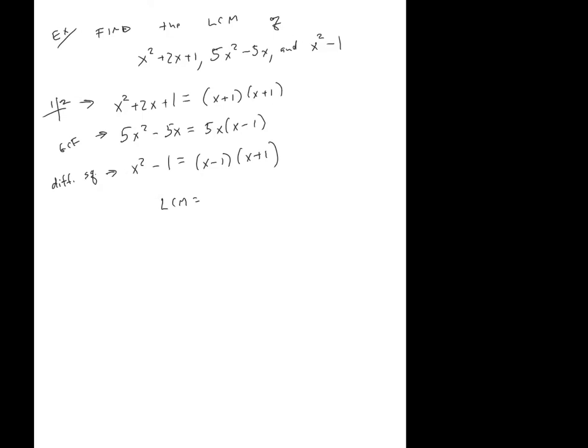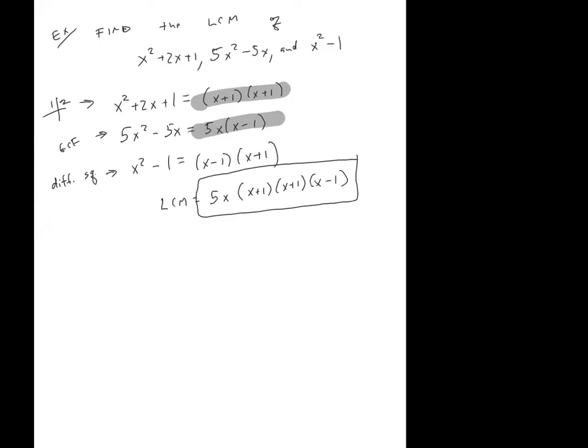We have x plus 1 that we see twice up there. x minus 1, all of this right here. 5x and x minus 1 are just all seen once there. So it looks like our LCM here is 5x times x plus 1 times x plus 1 times x minus 1. Any questions there?